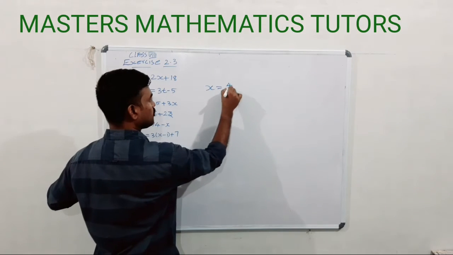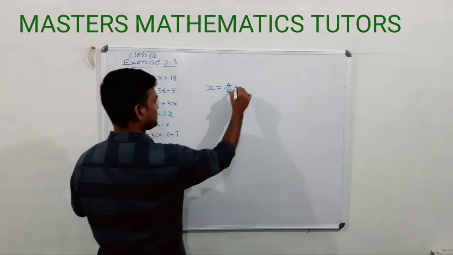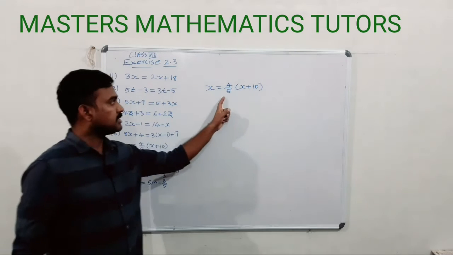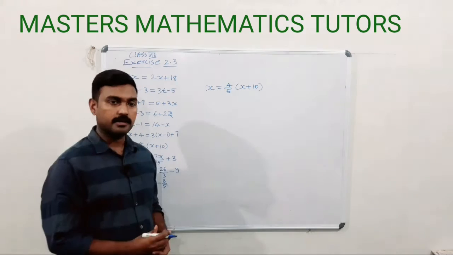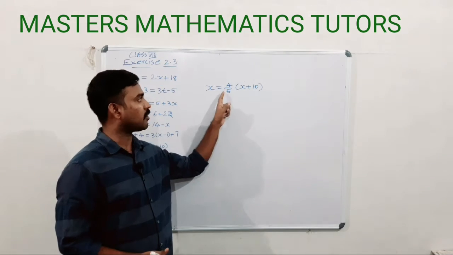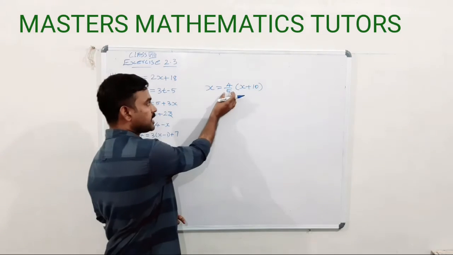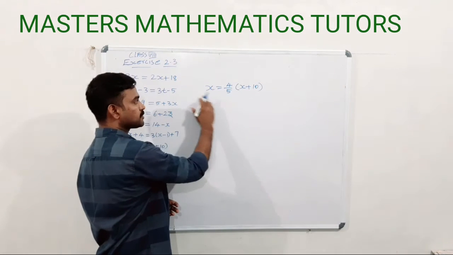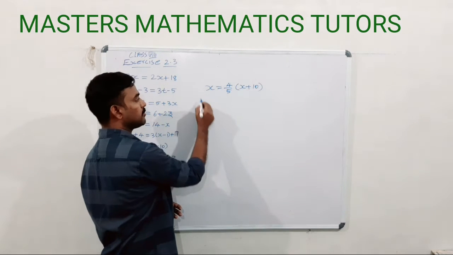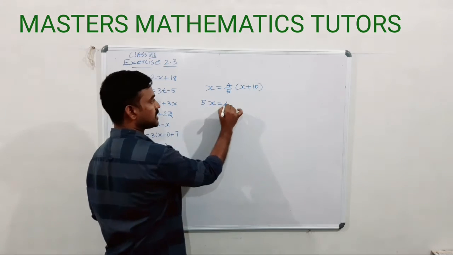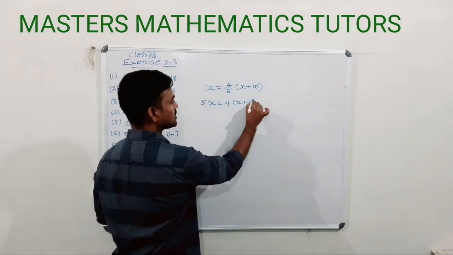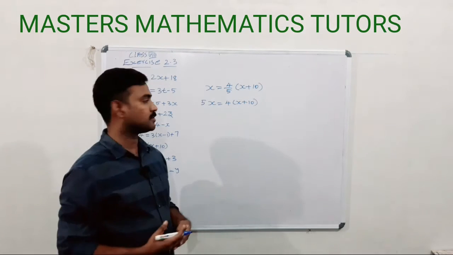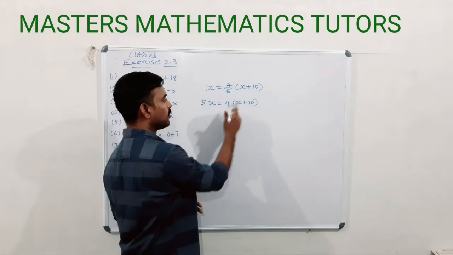X is equal to 4 by 5 into x plus 10. This 4 by 5 is multiply with x plus 10. So this is 5. This 5 is common for this all. So this 5 is standing on the denominator means it is on division. So this 5 we can transpose to left side. This division become multiplication. So 5 into x is equal to 4 into x plus 10. Got it? Now this bracket we need to remove.